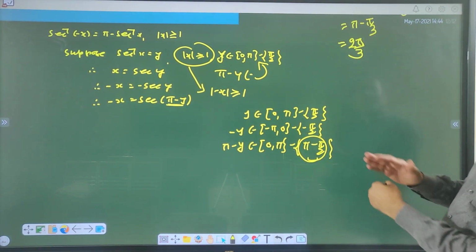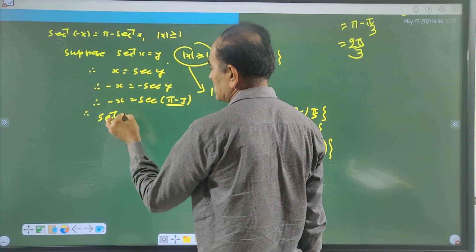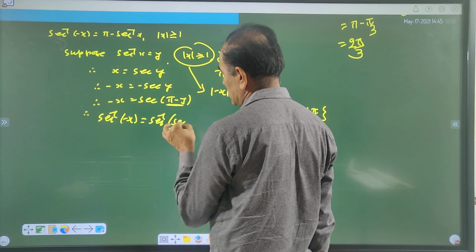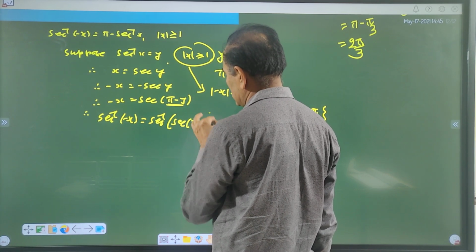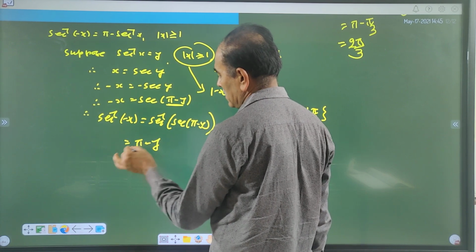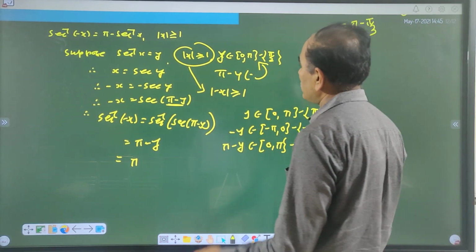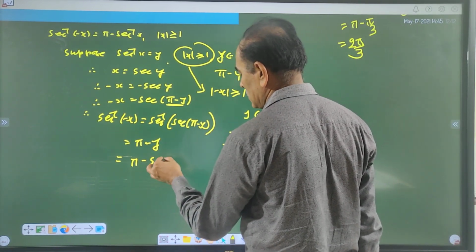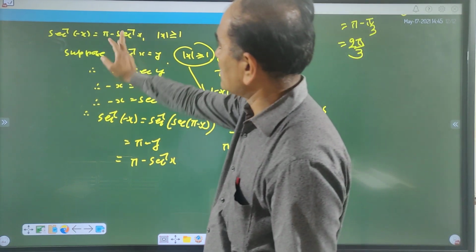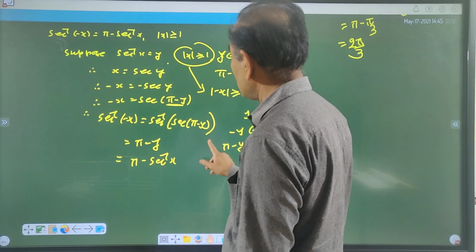So we can take sec inverse on both sides. And therefore sec inverse of minus x is equal to sec inverse of sec of pi minus y, and that comes out pi minus y. Now replace the value of y. What is the value of y? Sec inverse x. So we get sec inverse of minus x is equal to pi minus sec inverse x.